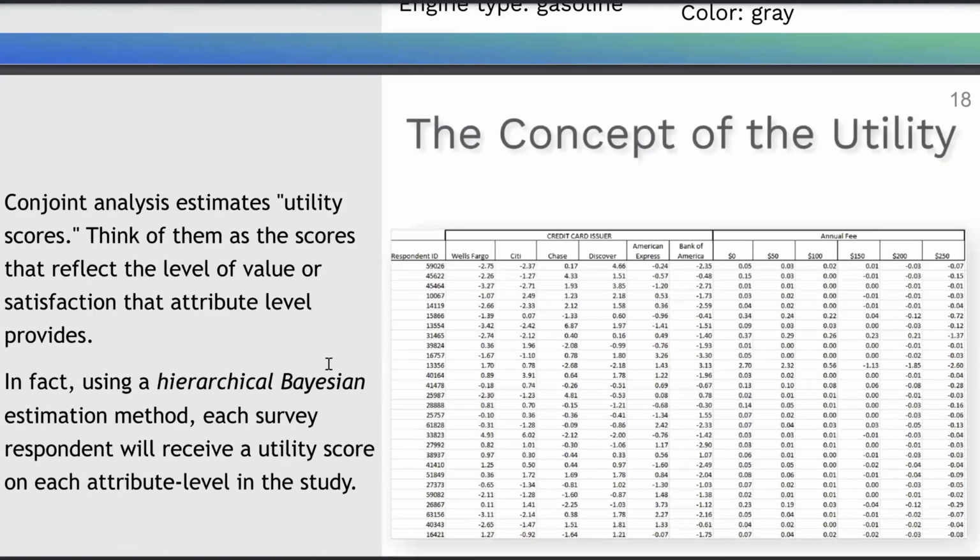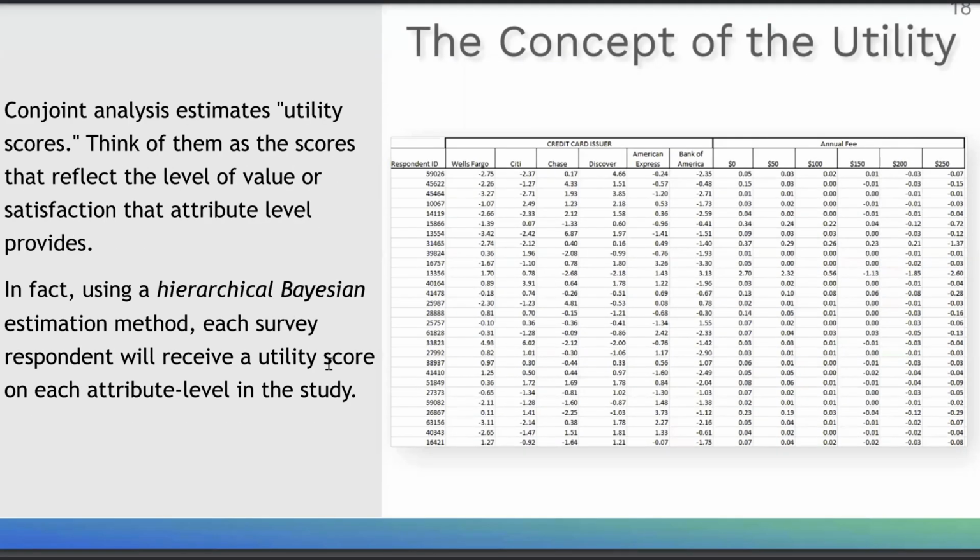Actually, before I go into the total utility, let's talk a little bit about the estimation of the utility. Conjoint analysis estimates what's called utility scores. Think about them as the scores that reflect the level of value or satisfaction that a particular attribute level provides. In fact, there's one methodology called the hierarchical Bayesian estimation method. I'll talk about it a little more in a second, where each respondent's utility score gets calculated on every one of the attribute levels.